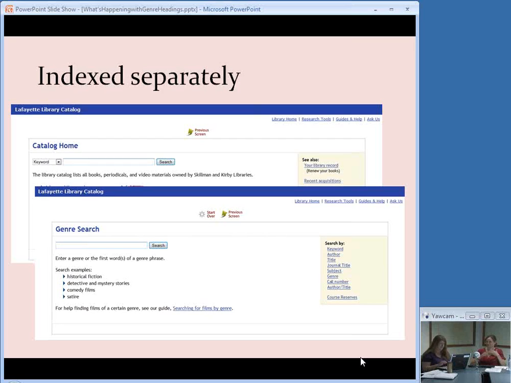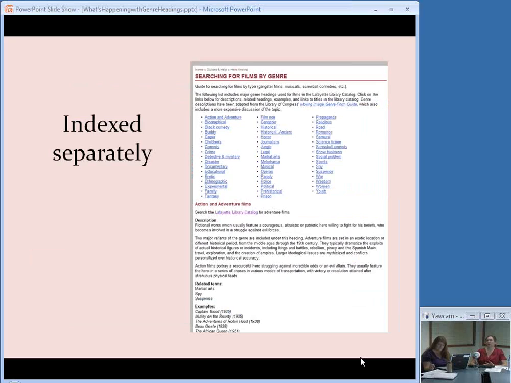People don't always know the correct controlled vocabulary term to use, and so they can't make as much use of it. It's maybe better to start with the keyword and then narrow it down from there. But I did notice that this catalog at the bottom, I don't know if you can read that bottom line, says, for help finding films of a certain genre, see our guide, Searching for Films by Genre. They've created a whole other web page where they have all of the possible film genres you could search for broken down, and each of those hyperlinks goes to a search that they've done in their catalog, so it shows you all the results for their action and adventure movies or their black comedy movies. It's really a nice extra service they've done to help people search for particular genres of film.